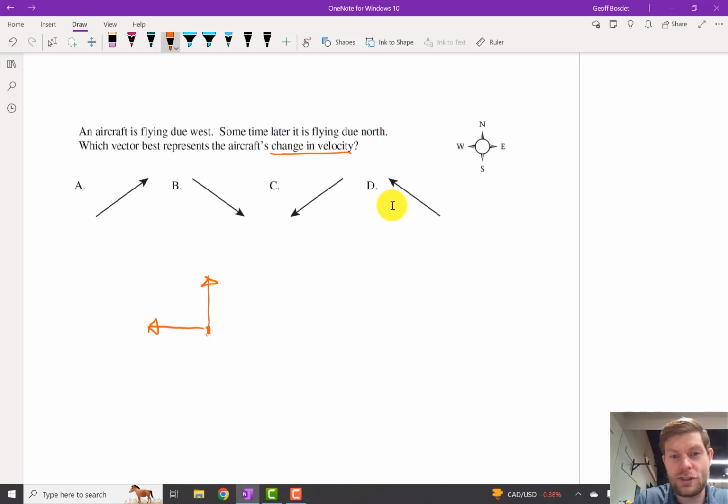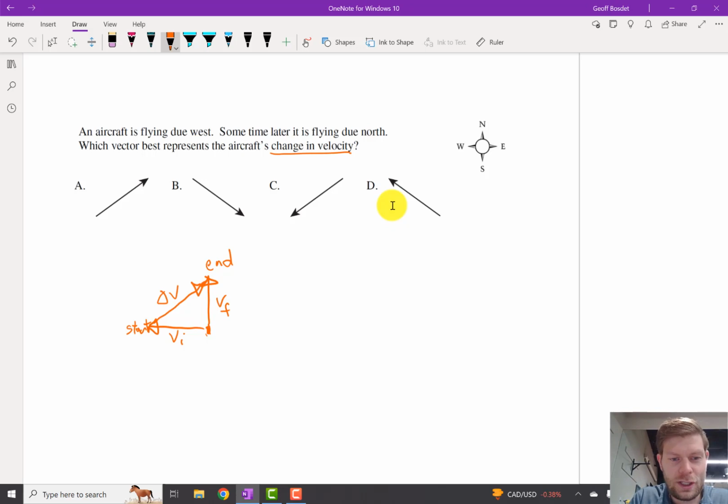So notice I'm not drawing these tip to tail because we're not adding them. We're saying, hey, we started off going west. We ended up going north. How do we get from the start to the end? Bam, done. Notice we are adding our initial to our change in. This is our change in velocity. This is our VI. These two get added to make our final velocity. So we are doing tip to tail, but only the ones that are being added.